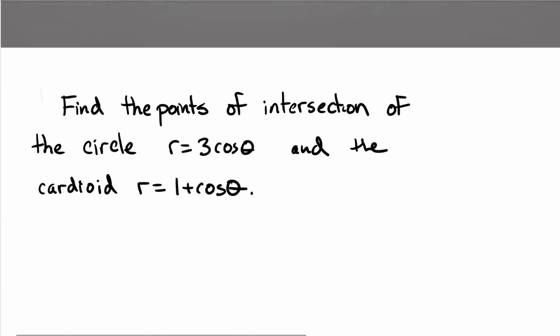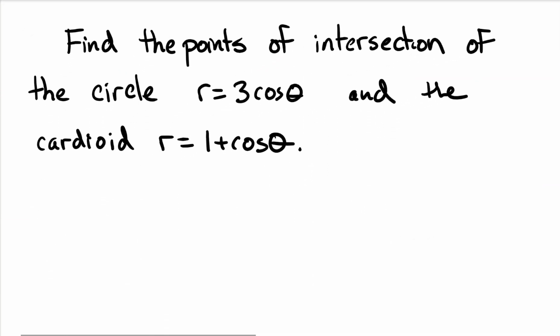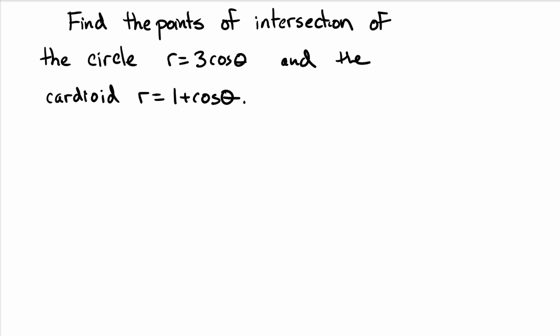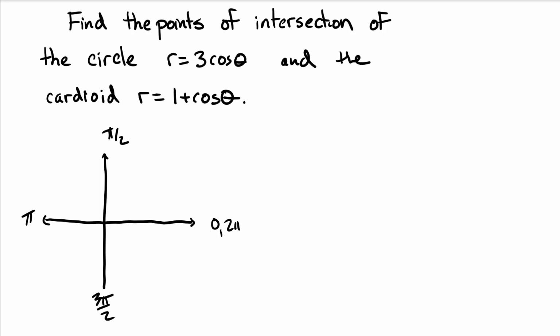Okay. So first off, we're going to find the points of intersections of the circle r equals 3 cosine of theta and the cardioid r equals 1 plus cosine of theta, which I sure hope you know what 1 plus cosine of theta looks like now. So I want to actually just sketch a graph first. Okay, there we go. And I'm going to write in my 0, pi over 2, pi, and 3 pi over 2. Come back around the circle. Come back to 2 pi.